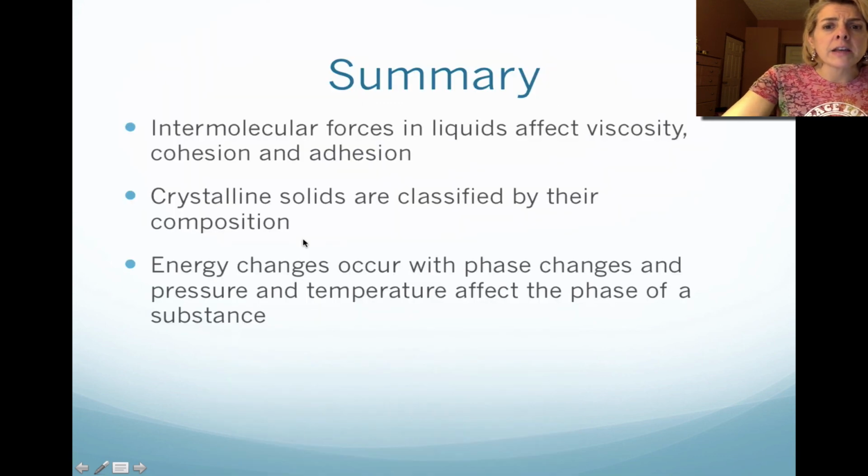Okay, so let's summarize. Intermolecular forces, they tell us how the attractions may affect viscosity or cohesion or adhesion. So we're looking at hydrogen bonding versus dispersion forces potentially. Crystalline solids, so we look at how they are classified, and that basis is on ionic, covalent, or metallic bonding. And then lastly, energy changes occur with phase changes, and these phase changes actually rely on pressure and temperature changes.